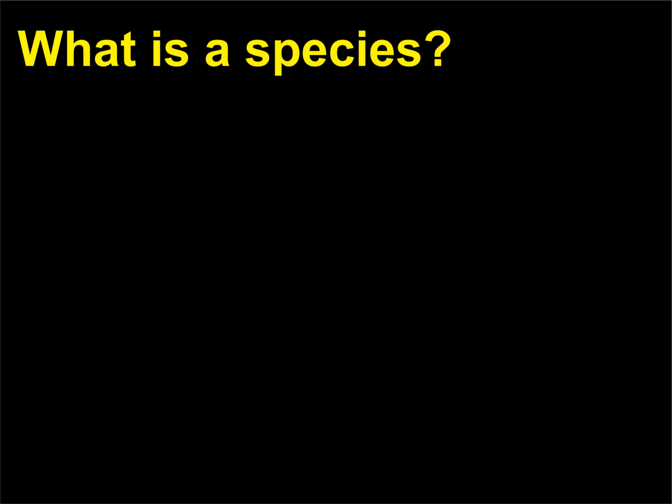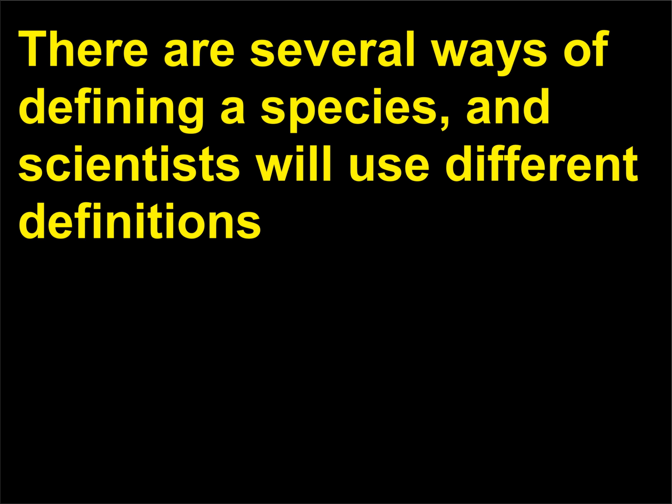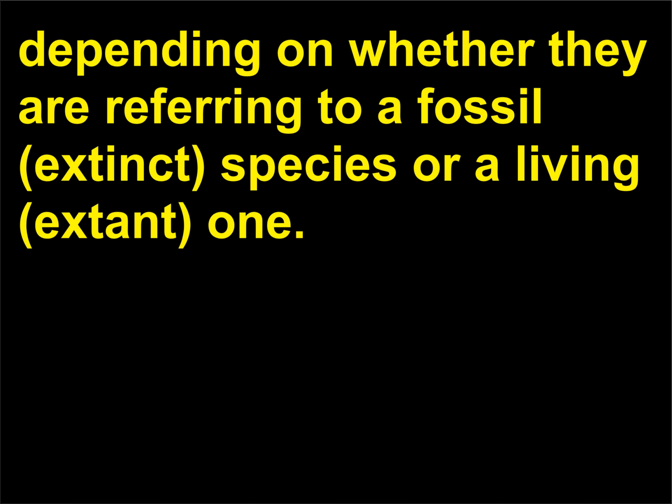What is a species? There are several ways of defining a species, and scientists will use different definitions, depending on whether they are referring to a fossil, extinct, species or a living, extant, one.